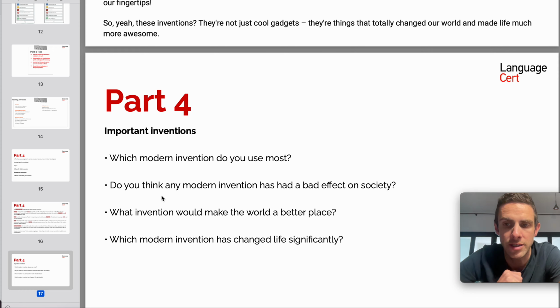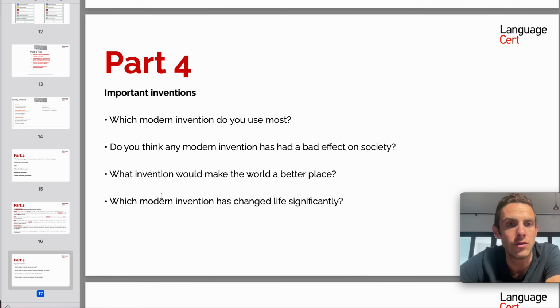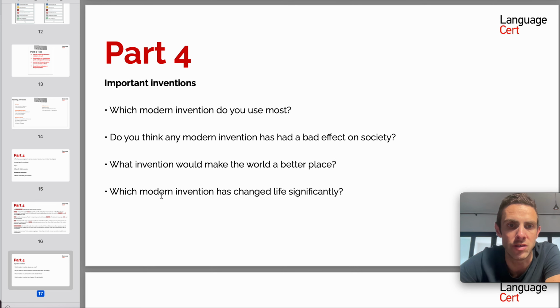Now, the final part of part 4, after your monologue, the interlocutor will ask you some follow-up questions about your topic. So our topic was important inventions. And some of the follow-up questions could be, which modern invention do you use the most? Do you think any modern invention has had a bad effect on society? What invention would make the world a better place? And which modern invention has changed life significantly?